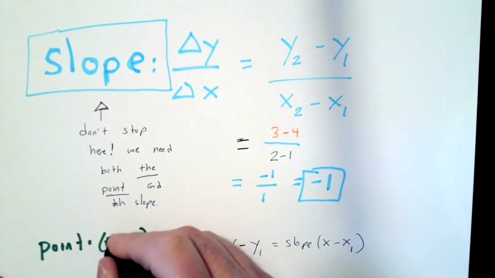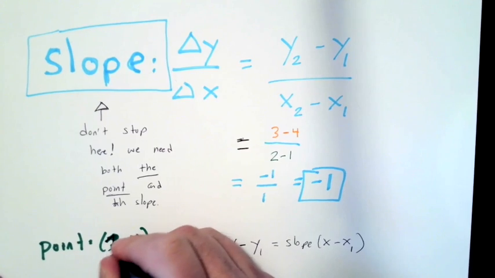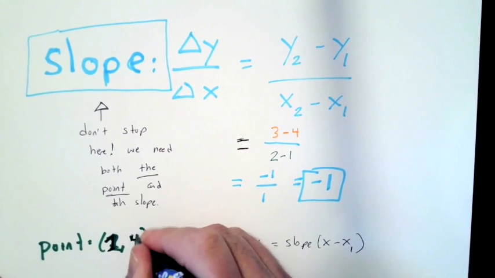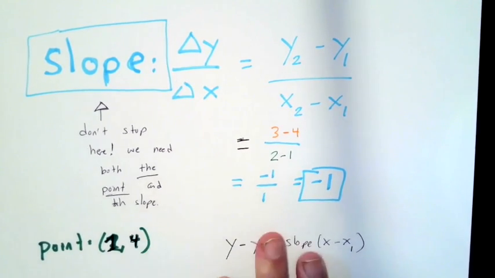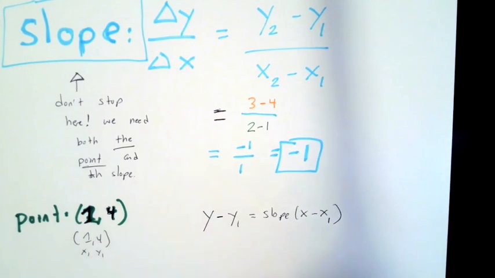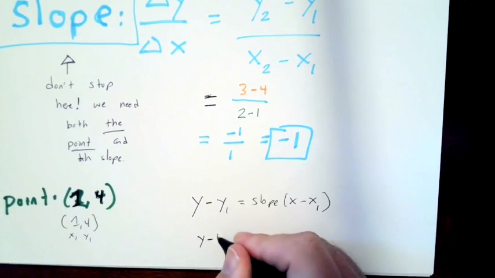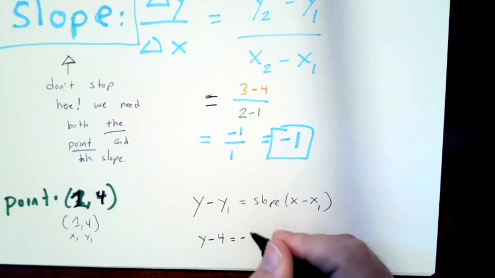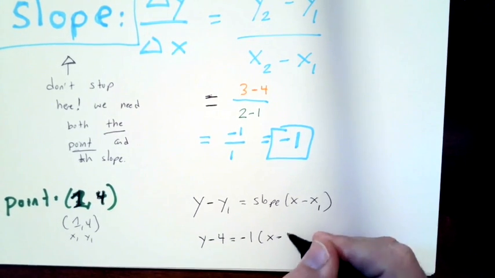And I wish I had drawn this one clearer. I actually ended up changing my mind about which point to use and then changed it back. But anyway, this point is (1, 4). So this is my x1 and my y1. I'm going to take y minus 4 is equal to negative 1 times x minus 1.